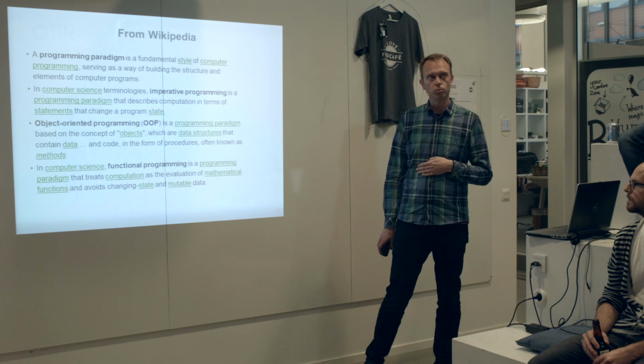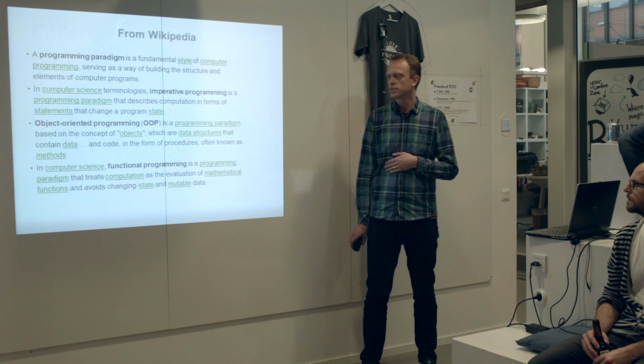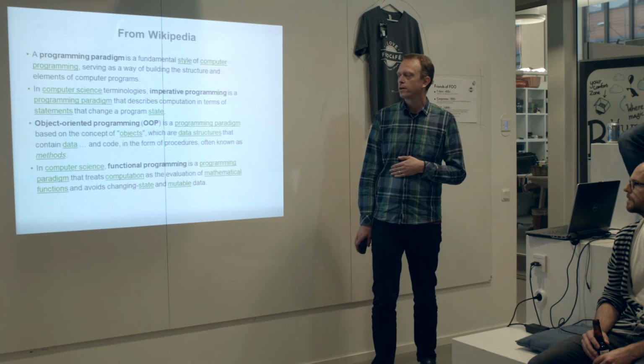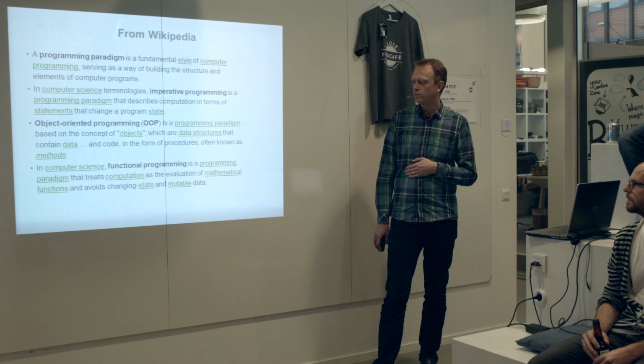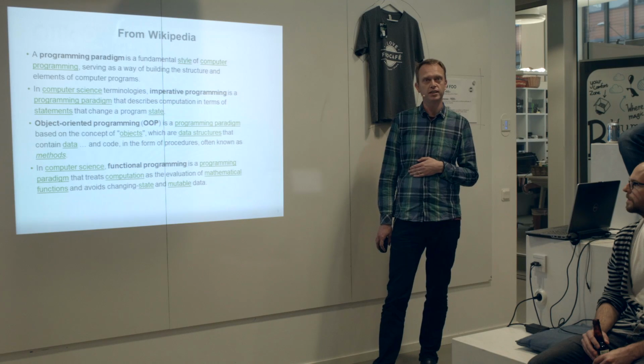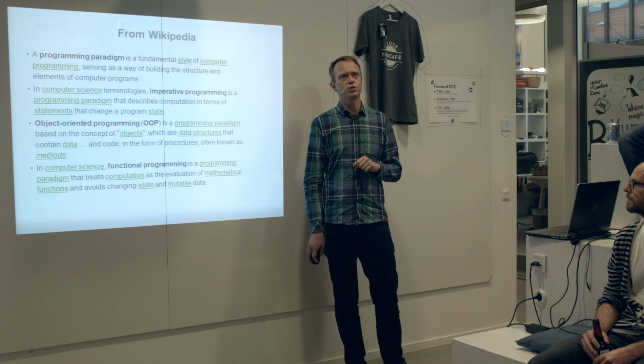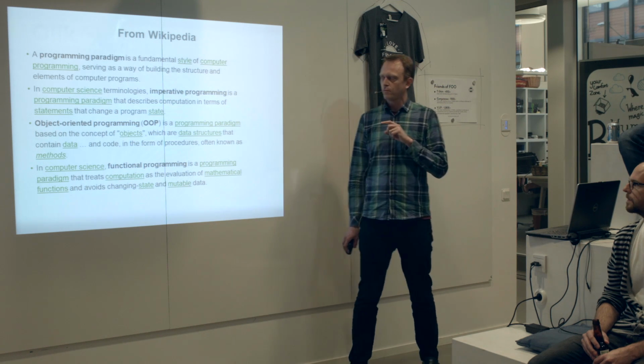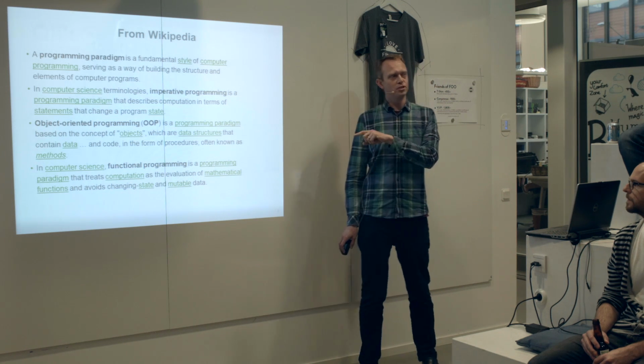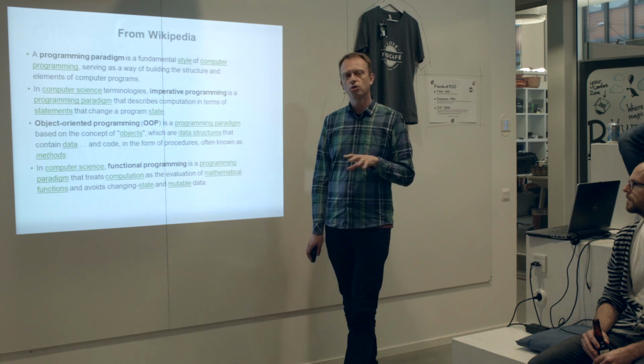And then for functional programming, it reads like this. It's a programming paradigm that treats computation as the evaluation of mathematical functions and avoids changing state and mutable data. That's sort of cryptic, but it's very different from the previous ones. Actually applying this to a specific line of code is sort of difficult.